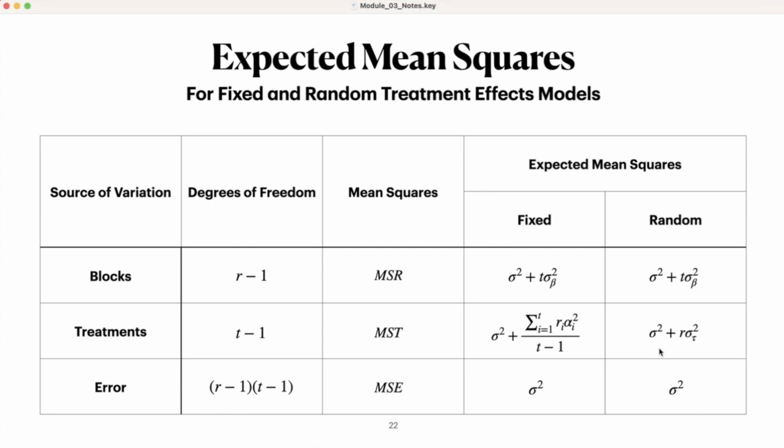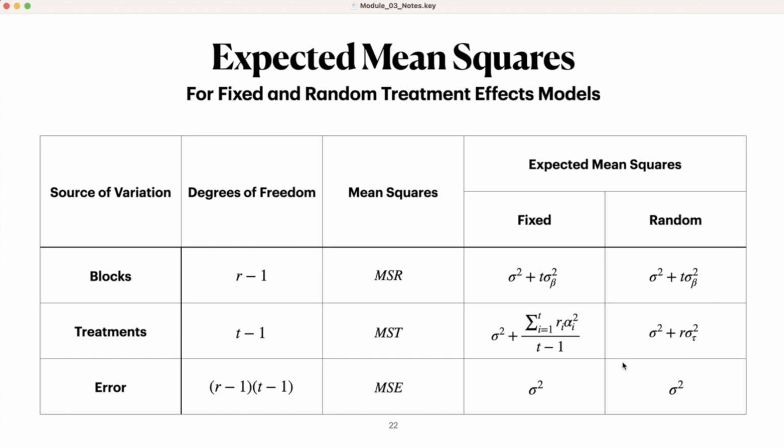Now, for the expected value of MST, the expected mean square for treatments, under a random treatment effects model, that expectation is equal to sigma squared plus R, the number of blocks, times sigma squared sub tau, which is the variability associated with the random treatments. These two quantities in the last two rows, sigma squared plus R times sigma squared sub tau, and sigma squared, will be equal if and only if sigma squared sub tau is equal to 0. In other words, if there's no variability among the treatments in the population.